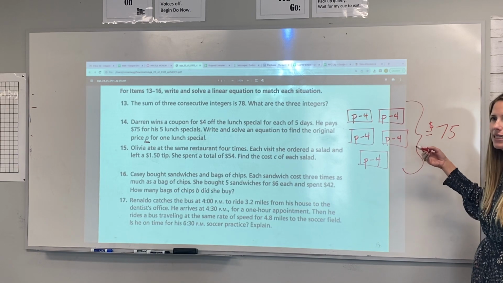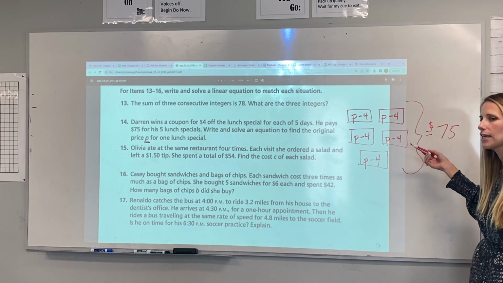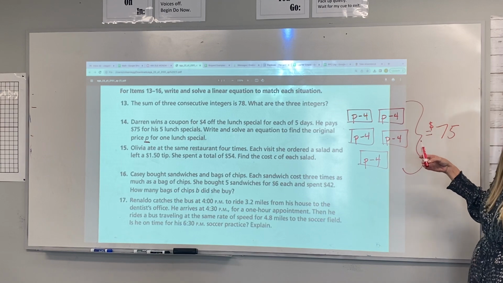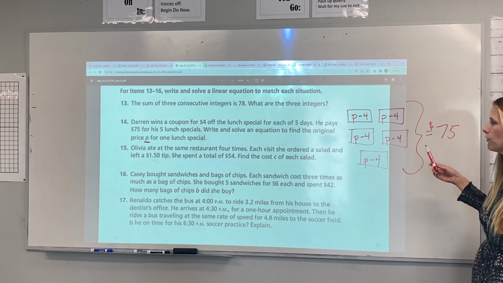So instead of writing P minus 4 plus P minus 4, if it's the same thing, we just write how many times. Abby and Emily, I really want you guys paying attention, so I will bring you forward and maybe separate you if I need to, okay?